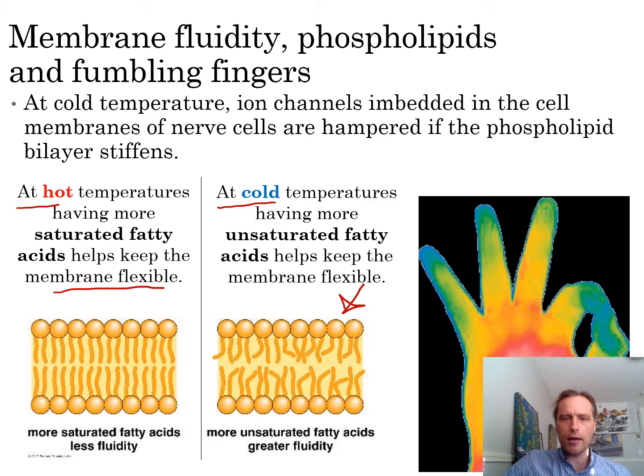When I say ion channel, right here, that's an ion channel. We're going to come to that later, but you can basically imagine a big transporter right in the middle of the membrane, and that ion channel would be helping to transport some kind of ion, we'll say Na+, sodium, into or out of the cell. If the membrane becomes too stiff, too rigid, then this channel protein here is not going to function correctly.